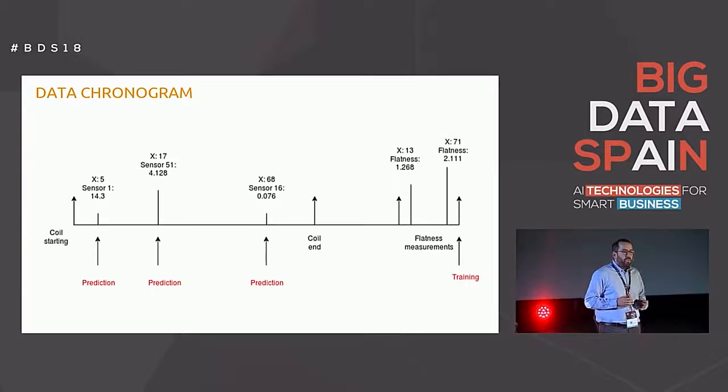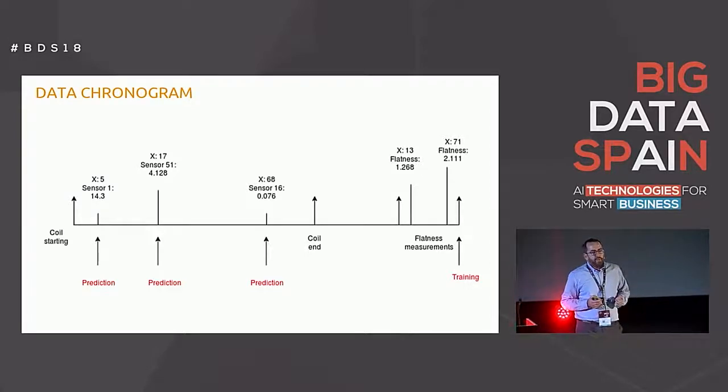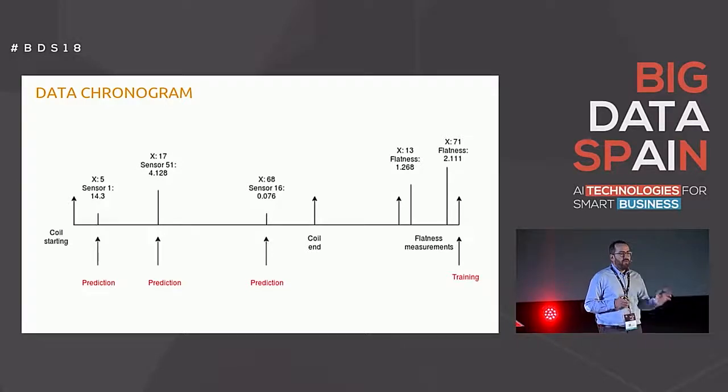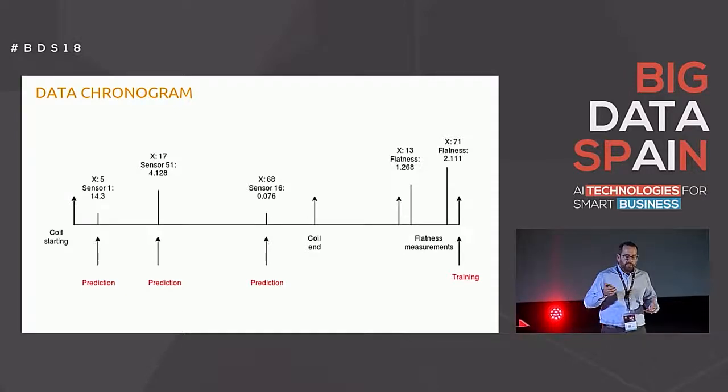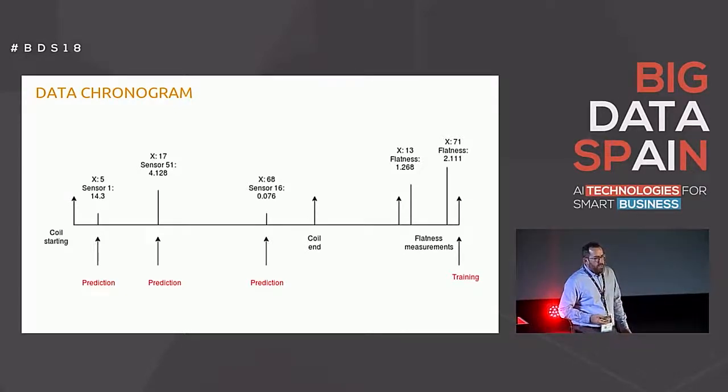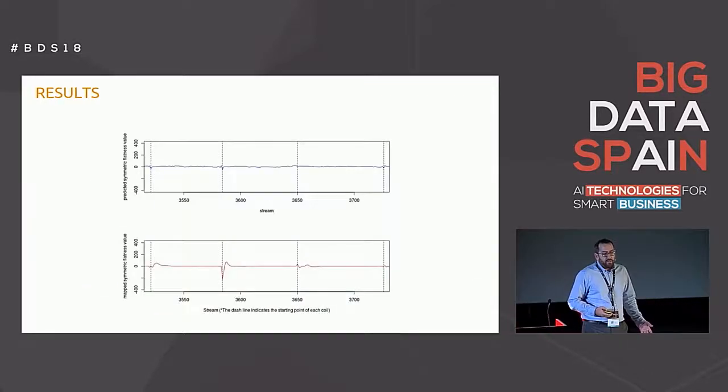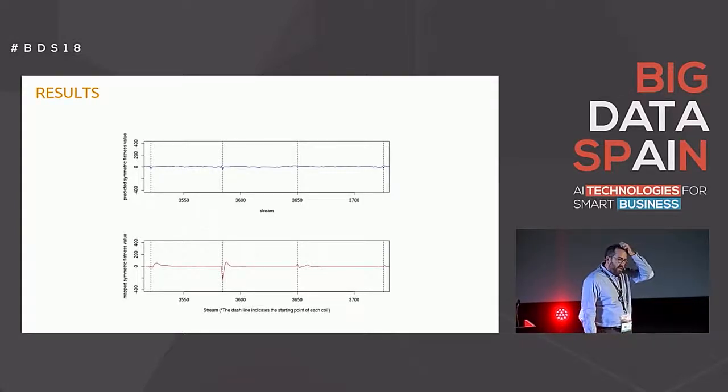We have to take into account that we need enough memory to store the input events before receiving the final flatness, because we need to label these input measurements with the real flatness values. When we have this information labeled, we can train the model and update it in the parameter server. This is how the application works, and what are the results of this application?